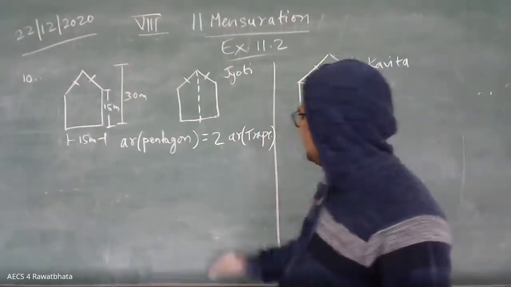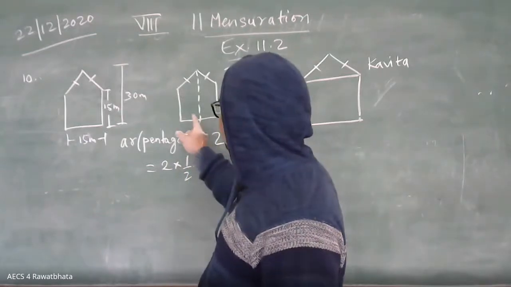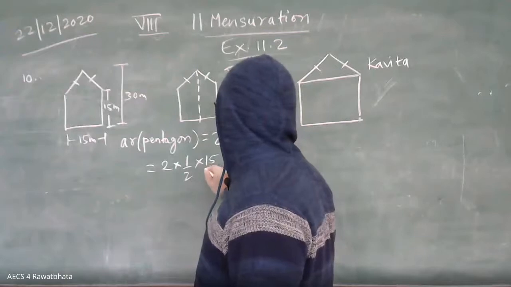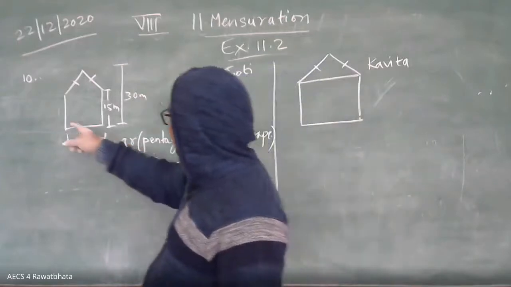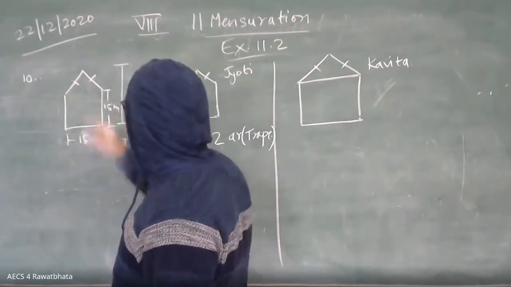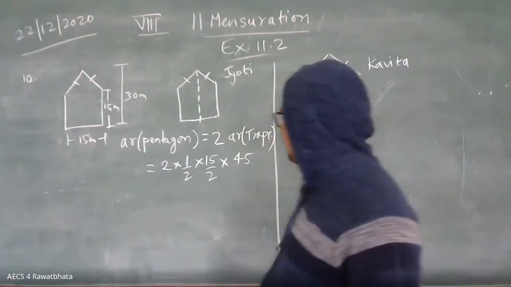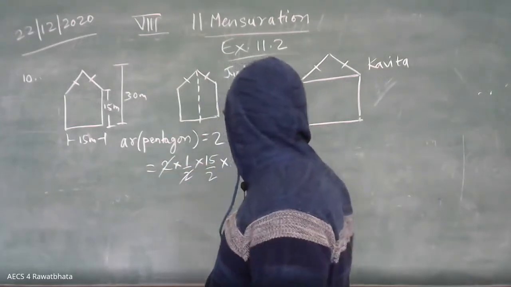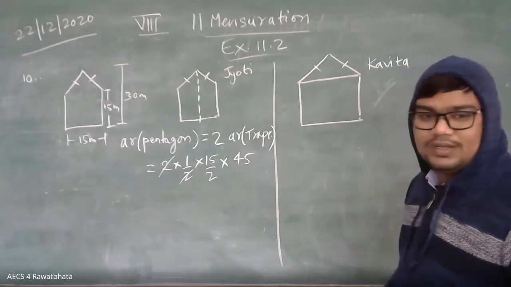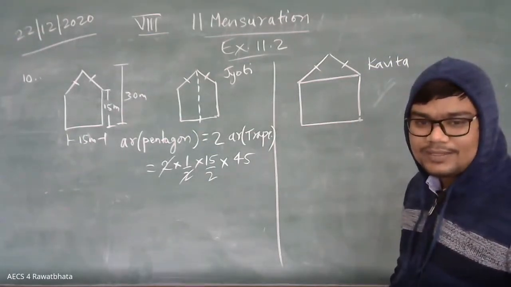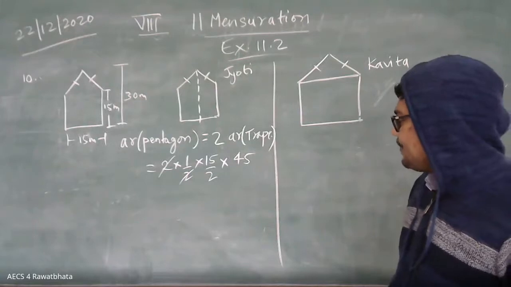Area of trapezium is half into h into the sum of the parallel sides. H is 15 by 2. Sum of parallel sides: this is 15 and this is 30, therefore 45. Now we can cancel these two, and this is 15 into 45 divided by 2. Multiply and tell me the answer.